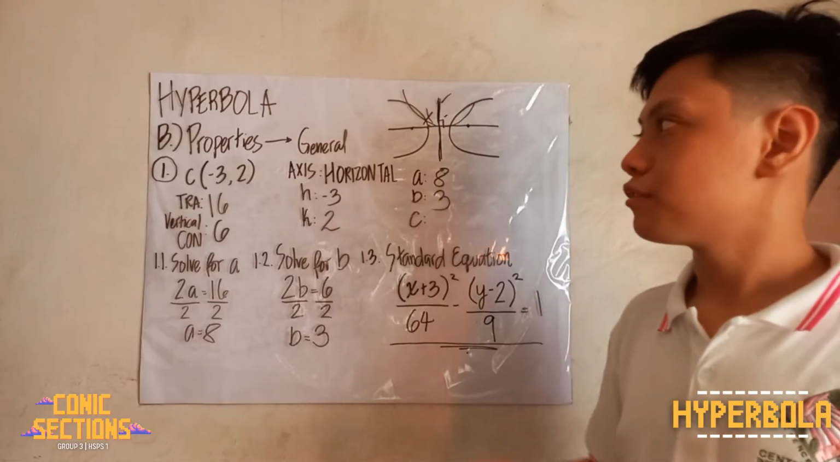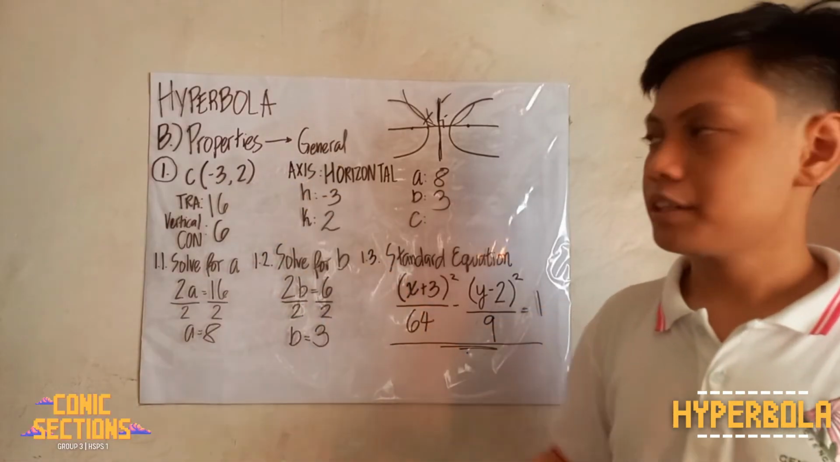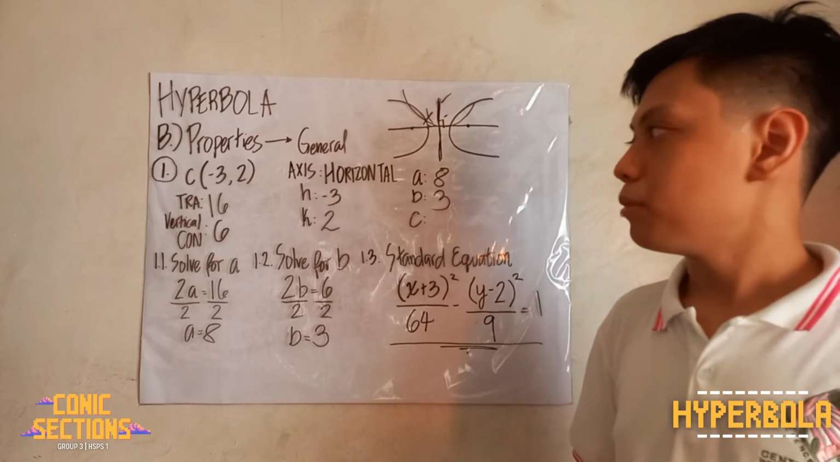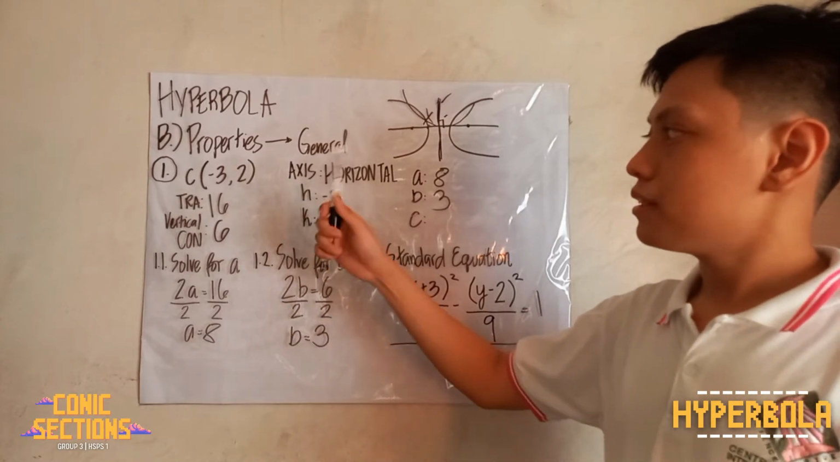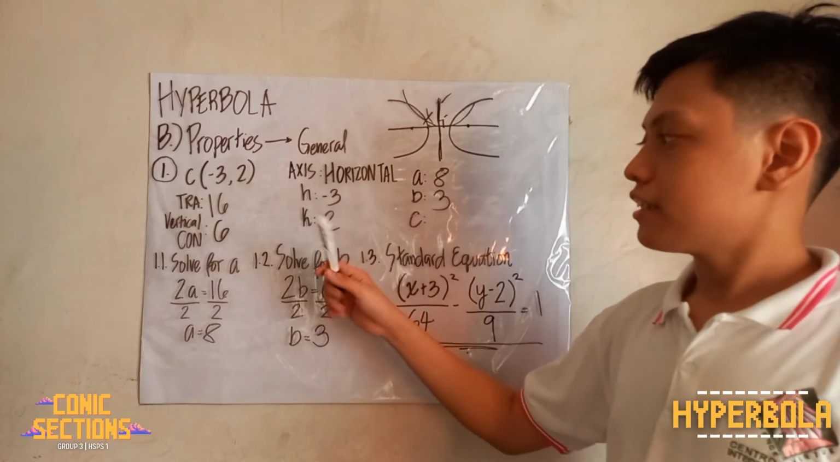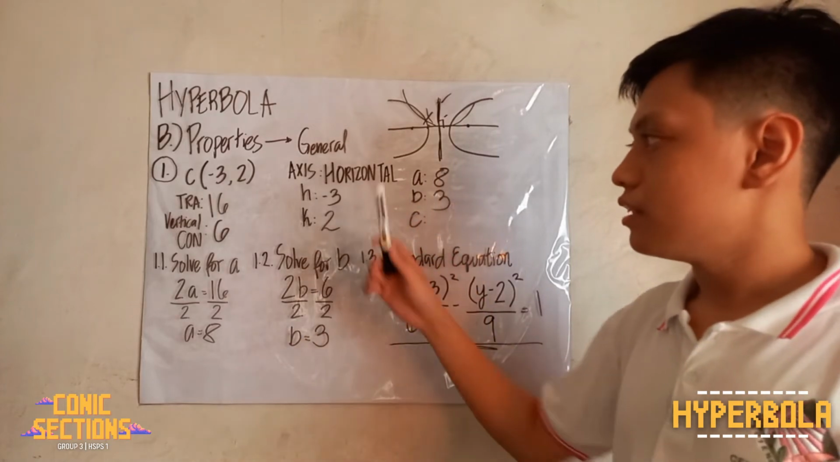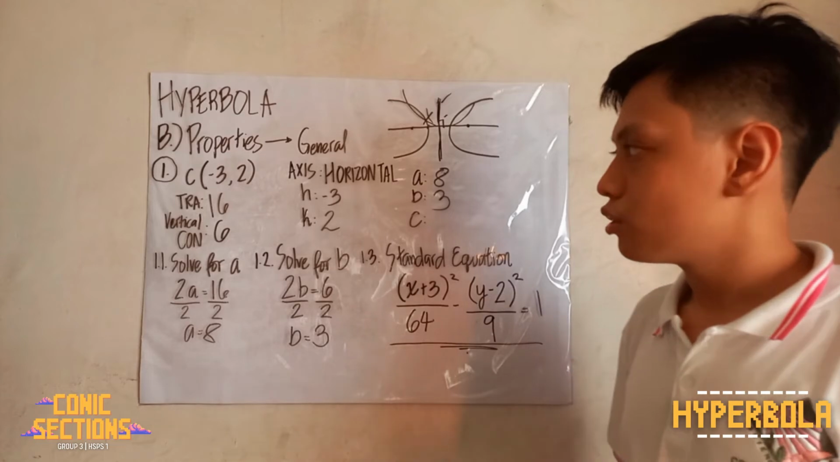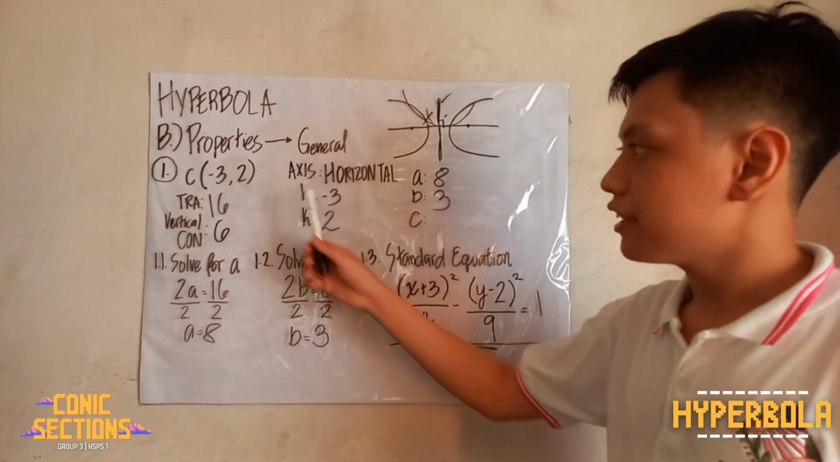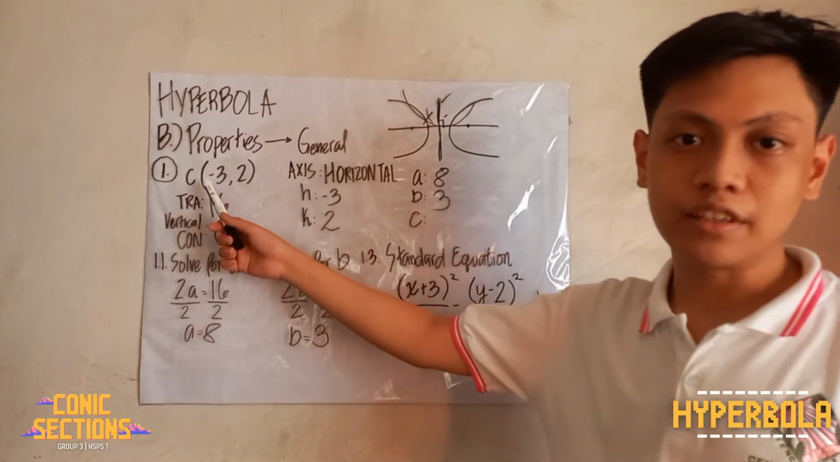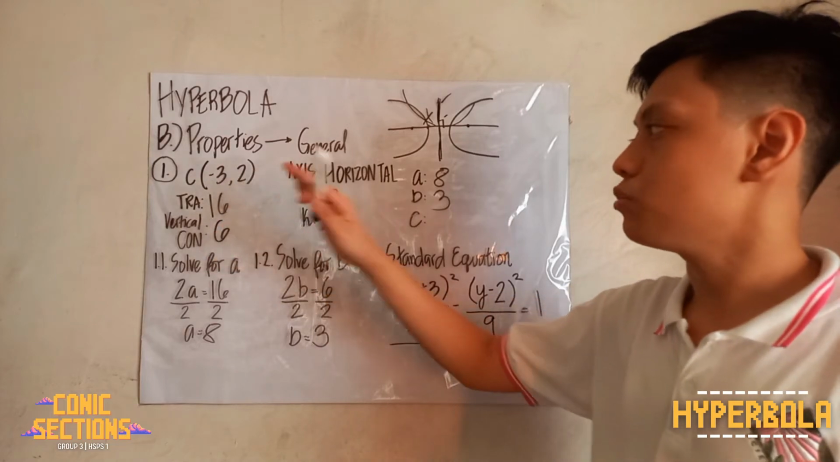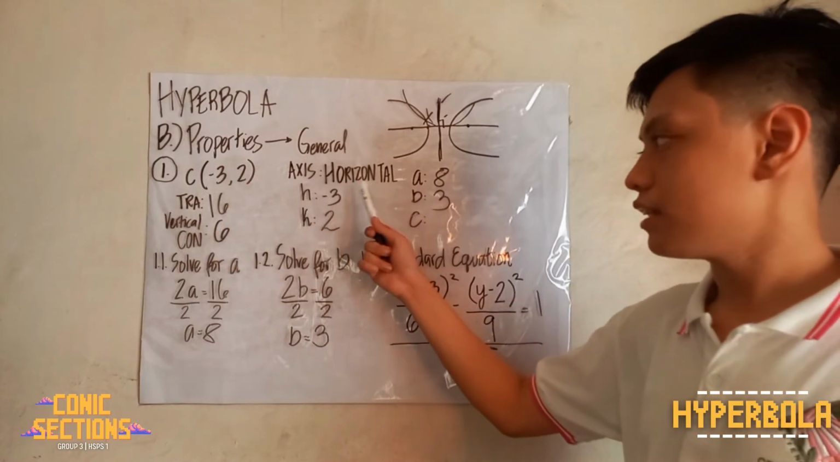Now we're solving for the general equation from the properties. So in this example, we first need to determine the axis, the h, k, a, b, and sometimes the c of this hyperbola. We can easily determine the h and k because the center is given already. We have negative 3 and 2. So we just copy paste those in here.